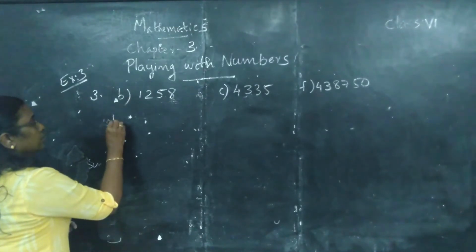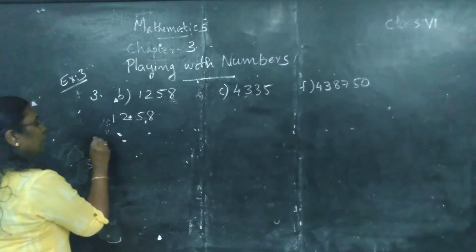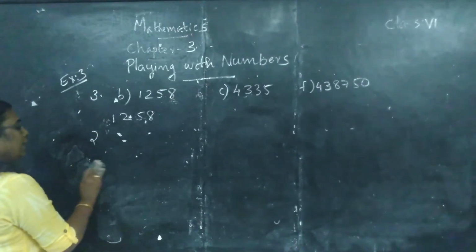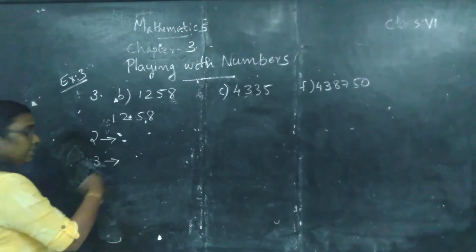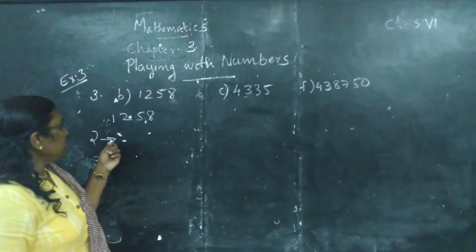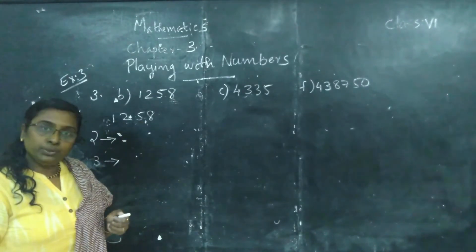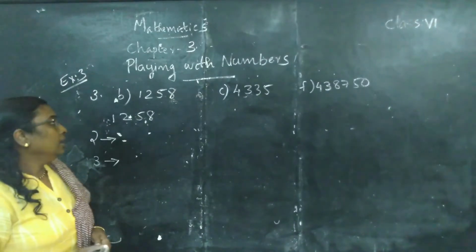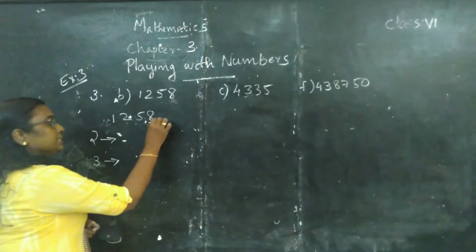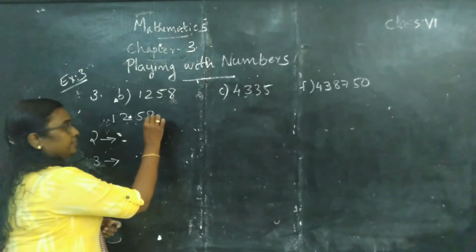The first one, 1258. We have to check divisibility by 2 and divisibility by 3. Divisibility by 2. Is this number divisible by 2? Yes, this is divisible by 2. How? The unit digit is 8. The digit in the unit place is 8.